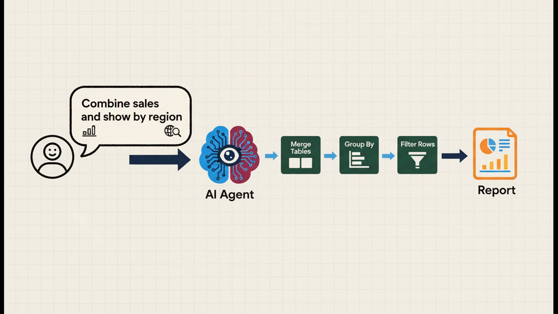This is AI integrated directly into the data prep process. You can now just describe your goal in plain English, something like combine these sales files and give me a summary of sales by region, and the AI agent will literally generate a plan and execute all the Power Query steps for you. It's lowering the barrier to complex analysis like never before.